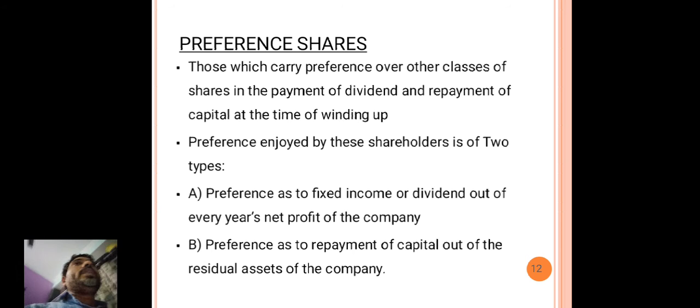It means that compared to all three types of shares, deferred, equity and preference, the preference will be given to the preference shareholders. Those which carry preference over other classes of shares in the payment of dividend and repayment of capital at the time of winding up of company. So what kind of preference will be given to the preference shareholders over the deferred shares and equity shares?